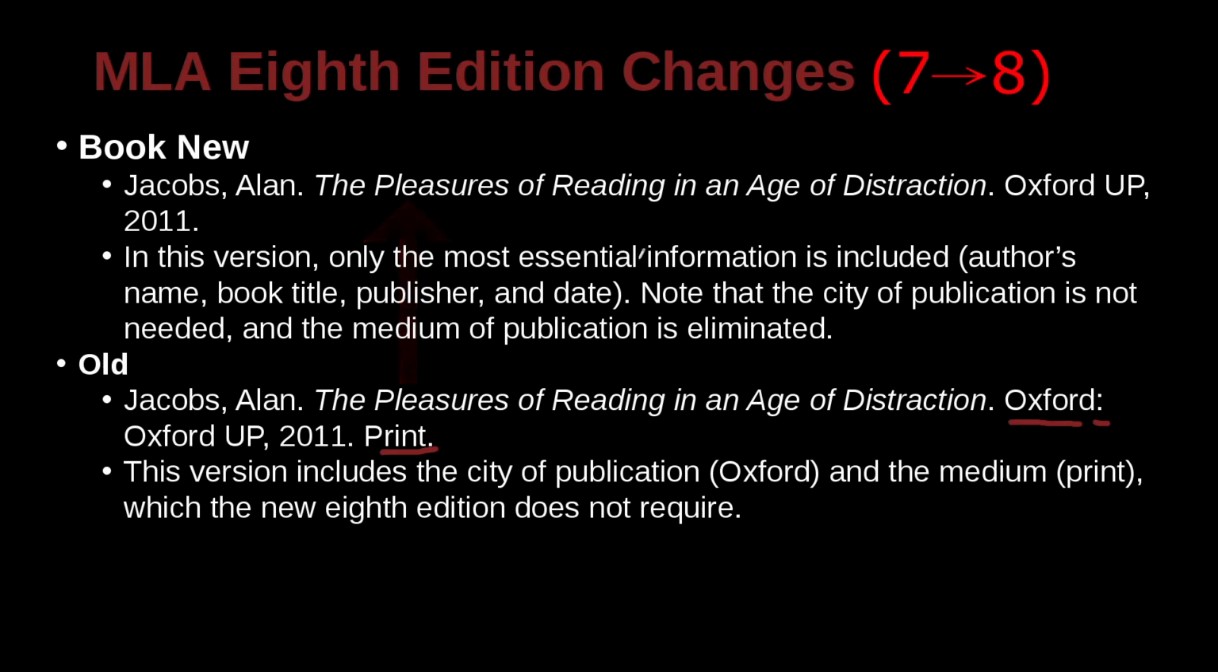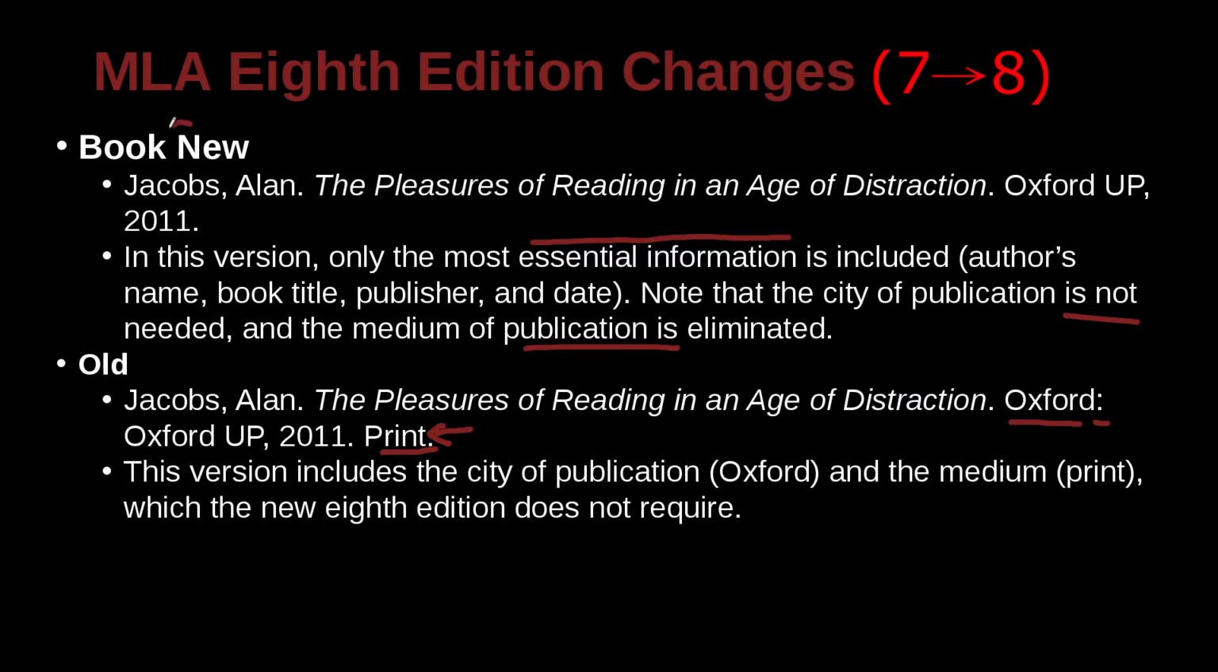In this version, only the most essential information is being included: the author's name, the book title, the publisher, and the date. And something that's quite different is about the city. Note, the city of publication is not needed, and the medium of publication is eliminated. It used to be we had to have very specific detail, such as the city, Oxford, such as what is the medium. It's print, the printed book. Now we get it much more simplified.